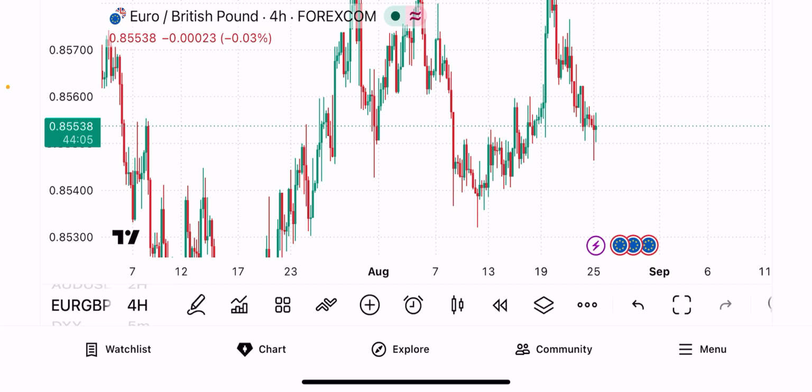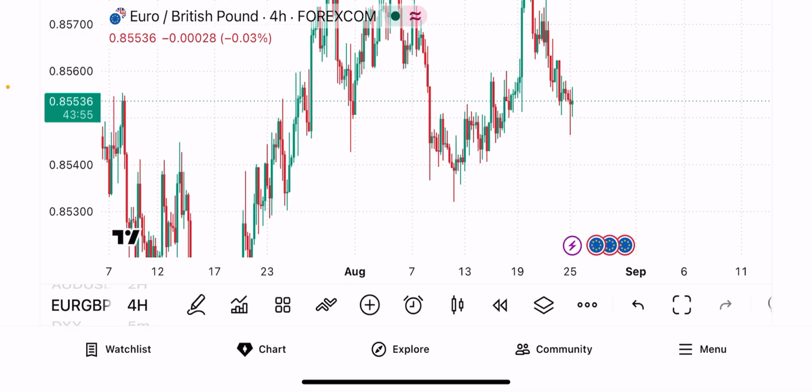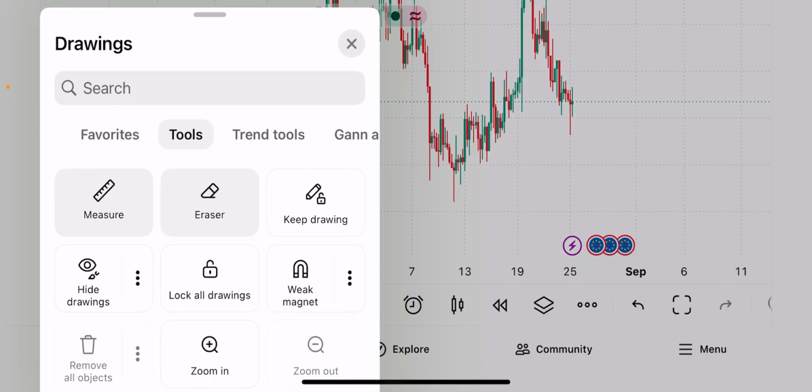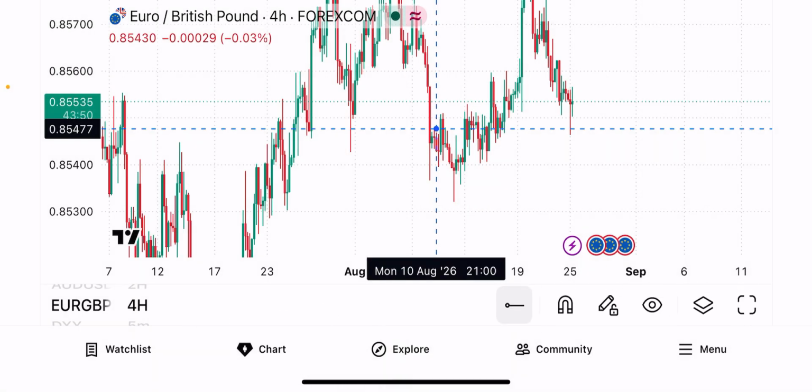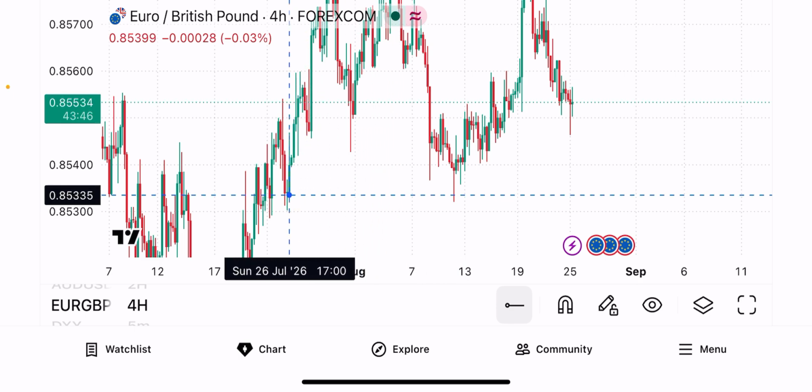So what am I going to do here? I'm going to check where the market is reacting from. I mean, where the market is buying from and where it is selling from. So I'll place my tools here, then I'll mark it straight to where the market is reacting from.